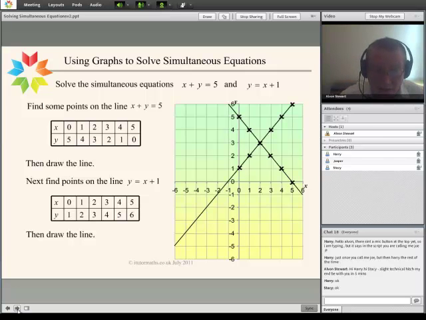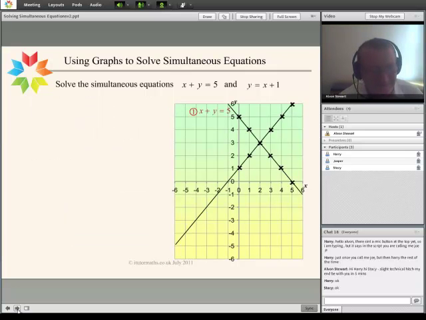And we're looking for that point of intersection, the point where the two graphs cross. And that point is, Stacey? It's x equals 2 and y equals 3. That's absolutely great. Well done.